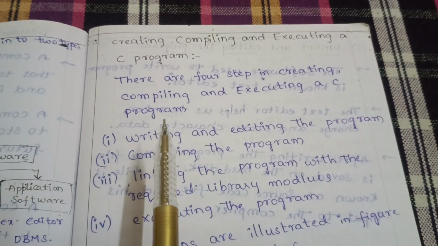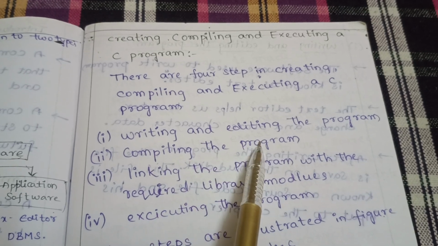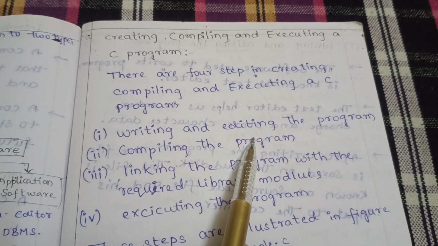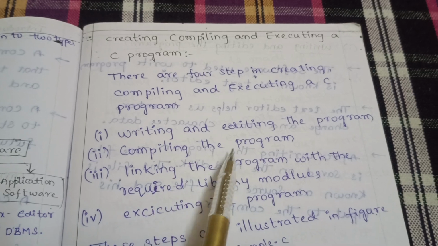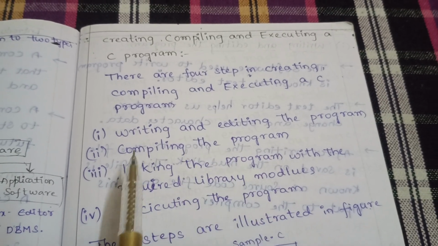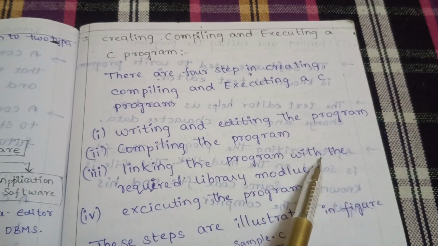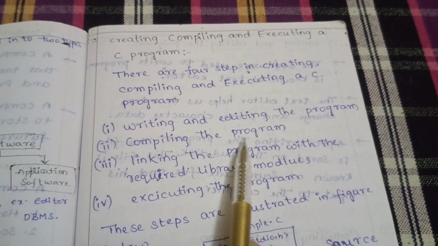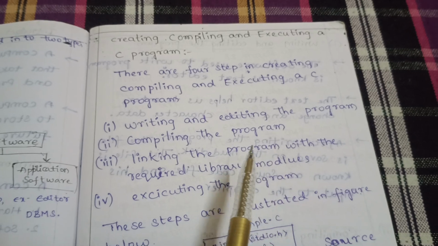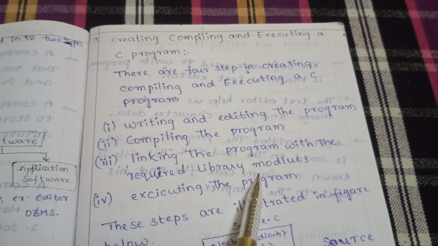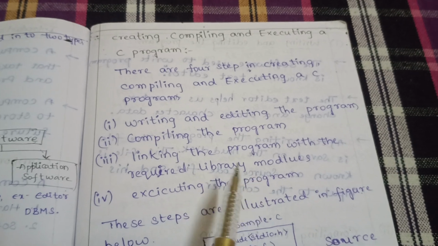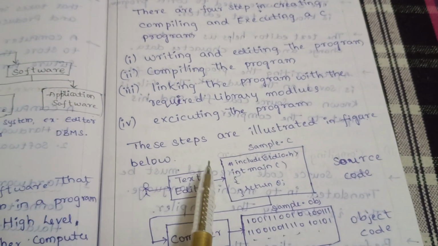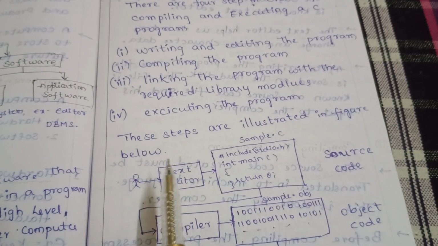First, we'll follow the steps. Writing and editing the program, that means we will write the program and edit the program. Then compiling the program. Then linking the program with the required library modules, that means we include stdio.h, string.h, like that. Then we execute the program. There are some steps as shown in the figure.